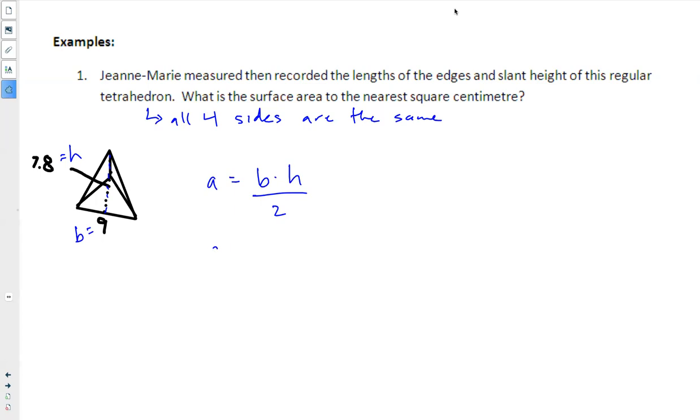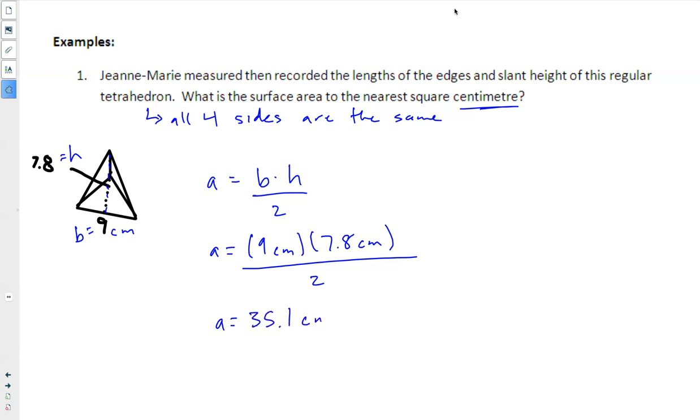So I'll just substitute those in. So area is equal to base is 9. Units are centimeters on here. Okay, so it'd be 9 centimeters multiplied by 7.8 centimeters divided by 2. Once I punch that into my calculator, I get a surface area equal to 35.1 square centimeters. Okay, now that is only for one of the triangle sides here. However, we have 4, so we need to multiply that by 4 sides.